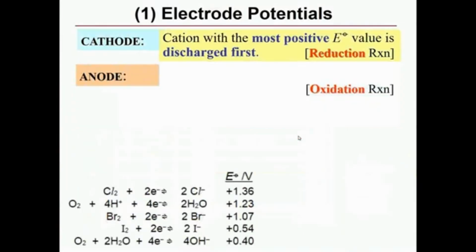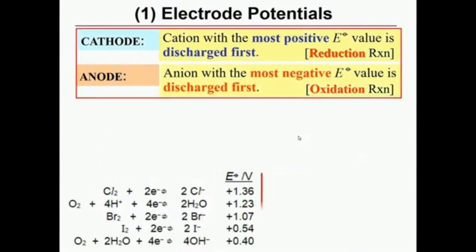At the anode, oxidation occurs. Anions with the most negative E0 value are discharged first. So from the data booklet, you can pick up the relevant half equations and the E0 values.